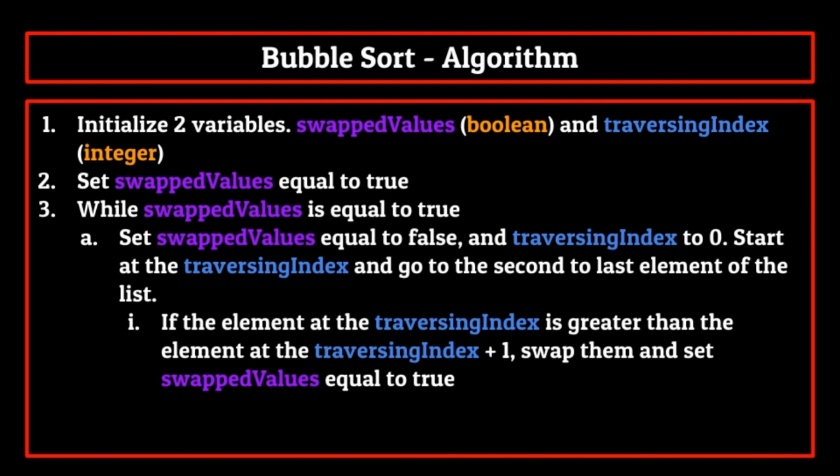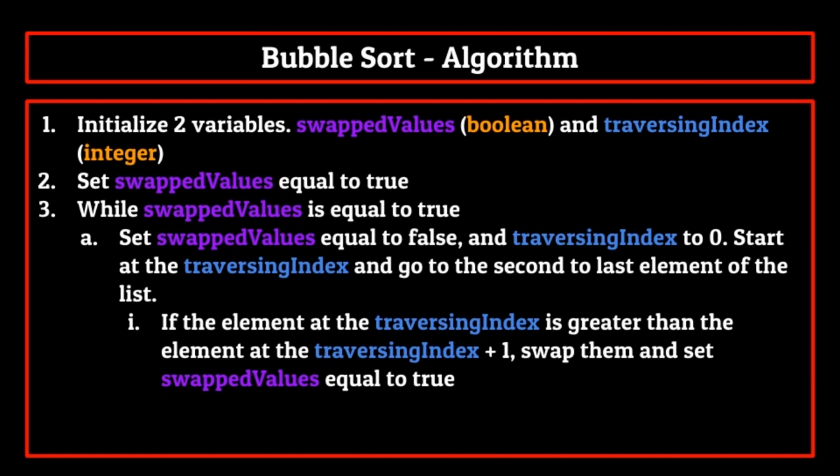Think of swapped values like a tripwire. If any one of our pairs of elements triggers this tripwire that causes the boolean to be set equal to true, then we know that we need to keep swapping values in our list. We'll know that the list is sorted when we can go through the entirety of the list without setting off the tripwire, or, in literal terms, when we can go through the entirety of the list without swapping values. Then and only then is our list completely sorted.